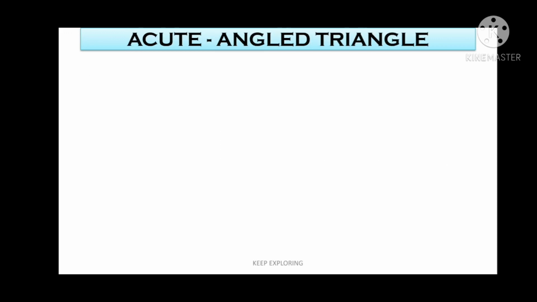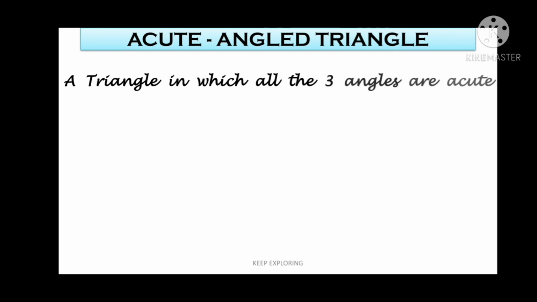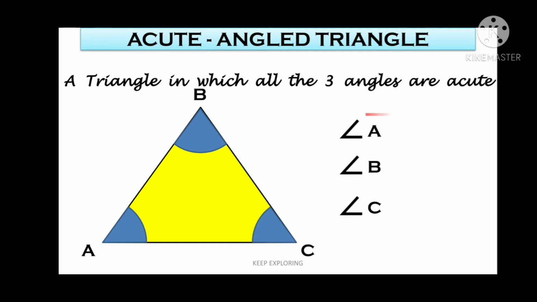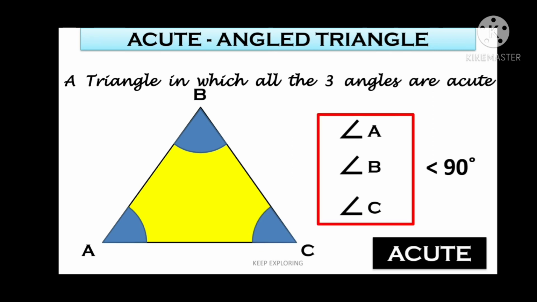Next, on the angles now. Acute angled triangle. As the name suggests, acute angled. A triangle in which all the three angles are acute. Remember, all the three angles are acute. So we can consider a triangle like this in which all the three angles are acute. Acute means less than 90 degrees. So all the three angles A, B and C are less than 90. Then it will be called an acute angled triangle.